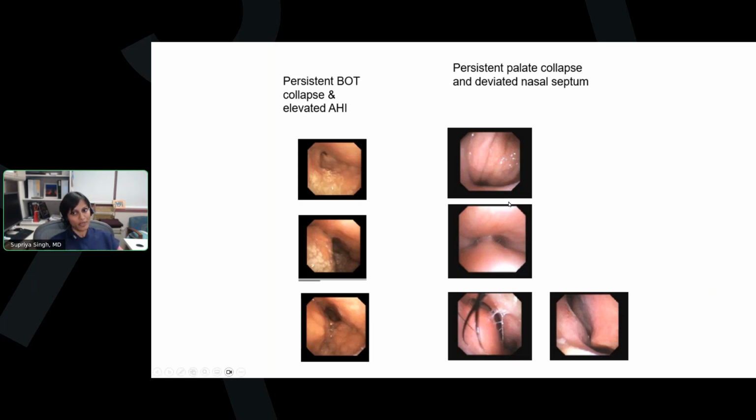This is another picture where the CPAP was running and the patient complained of difficulty tolerating the nasal mask. One of the reasons was that he had a septal deviation of the nose, he had a spur, the turbinates were hypertrophied. But along with that, the soft palate was completely collapsed. It was barely making a difference.